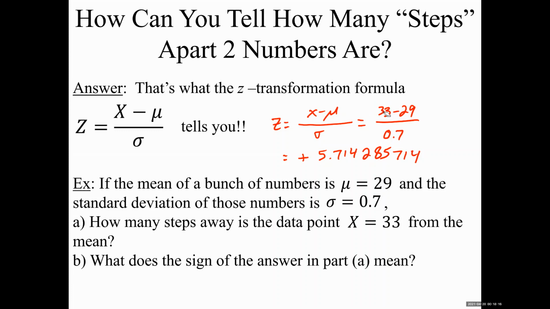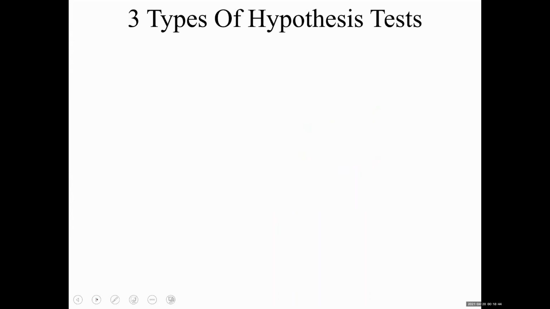So if you were going to read this to someone, you would say the number 33 is 5.7 whatever steps to the right. Read the plus sign as to the right of the number 29 on the number line. It makes sense. 33 is on the right of 29. Okay, any questions so far? Okay, so now we've answered the question, how do we know if numbers are close together or far apart in a stats class? It all depends on the standard deviation of the numbers in the bag.